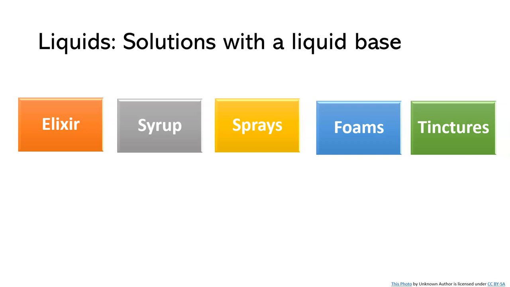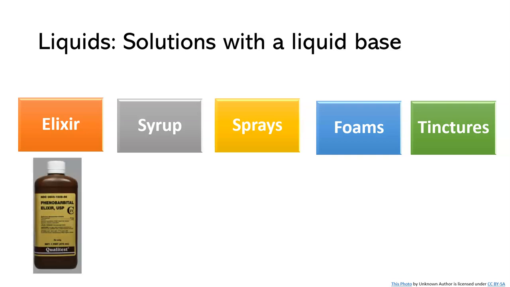Your book continues on talking about liquid drugs, solutions that have a liquid base, generally a water base, an aqueous base. So the first one is an elixir. Elixirs are solutions that contain a drug and a water base with sugar and alcohol. So we have here in my image, I have phenobarbital elixir. This is a barbiturate. We use this often in treating seizures.